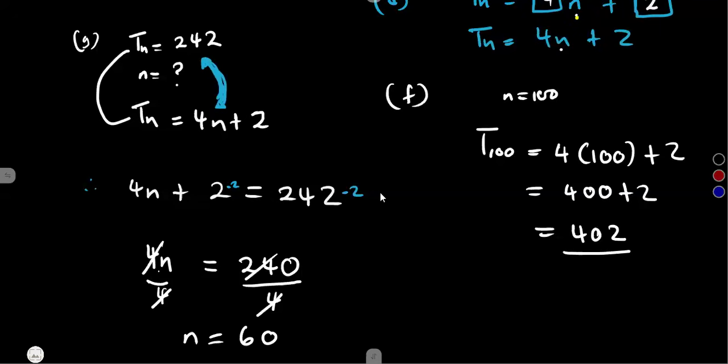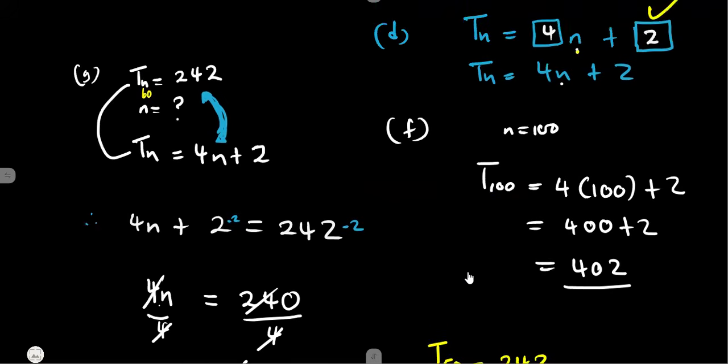The position is 60. So meaning to say it is T what? Remember, we say Tn. So if our n is 60, T60 is equal to 242. That is 242 in position 60, in the 60th position. We have the number 242 there. So these are the typical questions that you might be given.